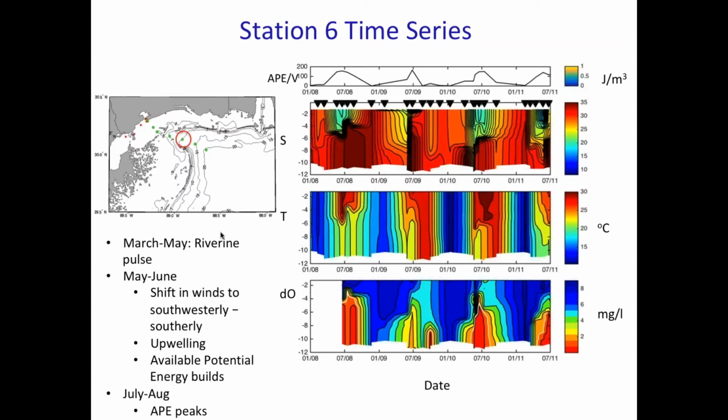And down at the lowest panel is the dissolved oxygen. And the white contour is the 2 milligram per liter contour. So you can see that we have salinity upwelling, and there's hypoxia that ends up coming up in the water column with that high salinity.